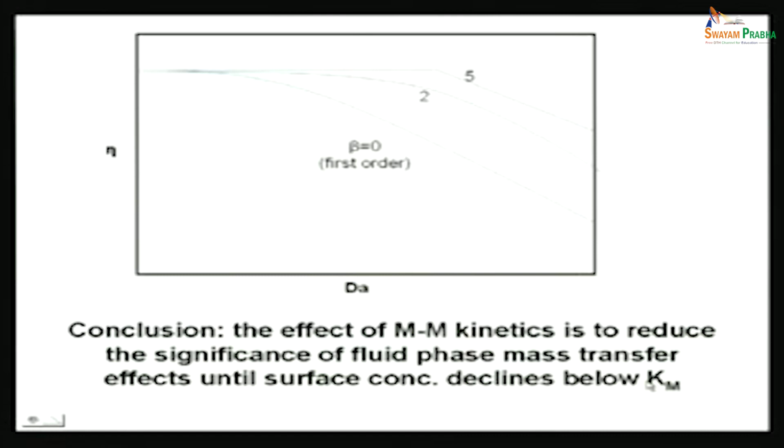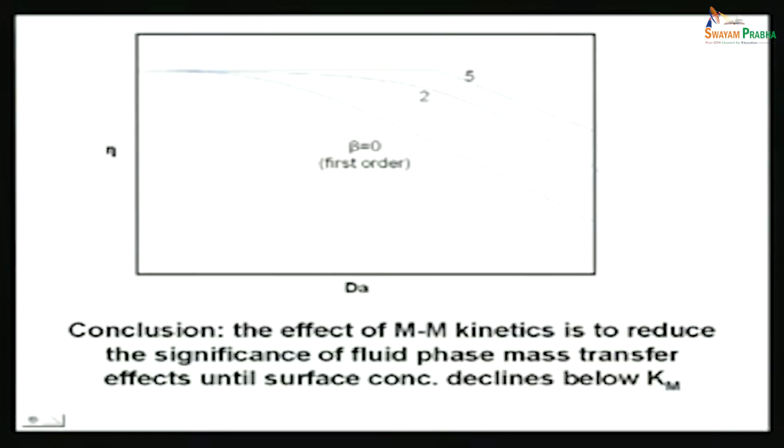Okay. So what do you mean by until surface concentration declines below Km? What it means is that if the reaction is very fast and the substrate is being depleted very fast, then at some point of time the substrate is going to be taken away and the surface concentration is going to decline below the value that is given. So unless that really happens, unless in the Michaelis-Menten kinetics the surface concentration decreases to that kind of value, it always improves.